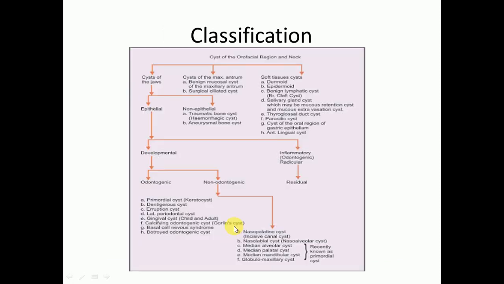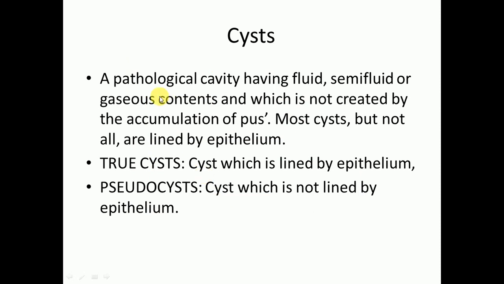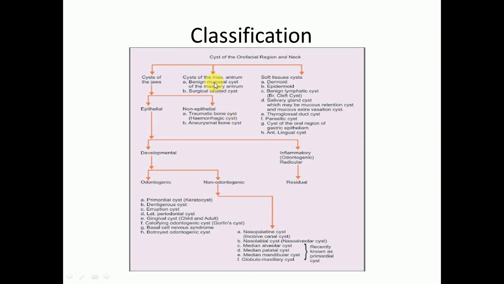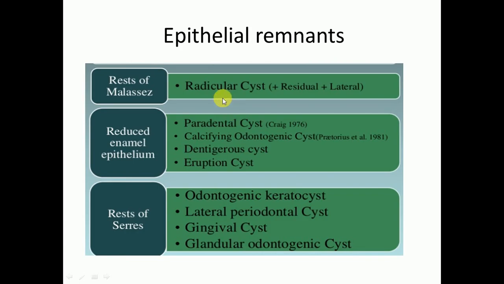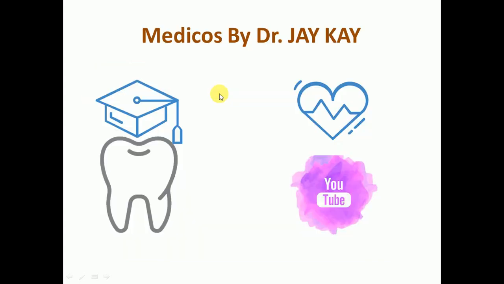So this was all about the definition of the cyst, what is a true cyst, what is a pseudocyst. Then we discussed the classification of the cysts of the orofacial region and neck, and after that we discussed the epithelial remnants.